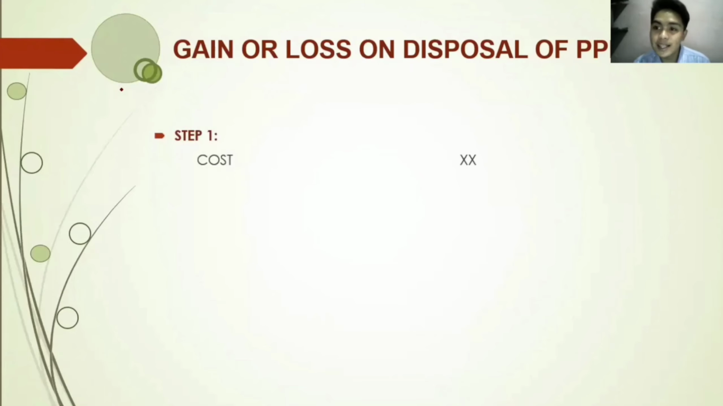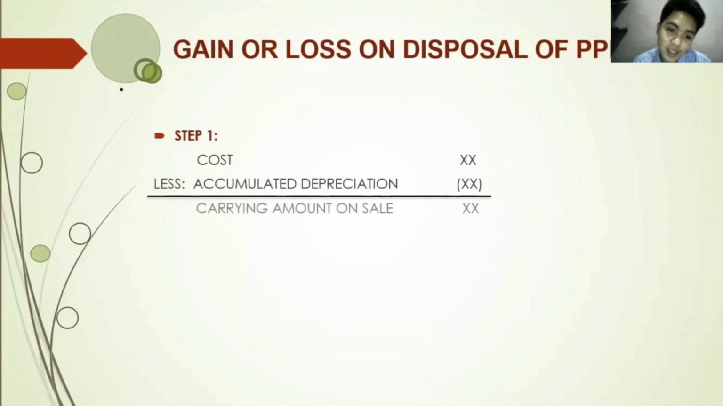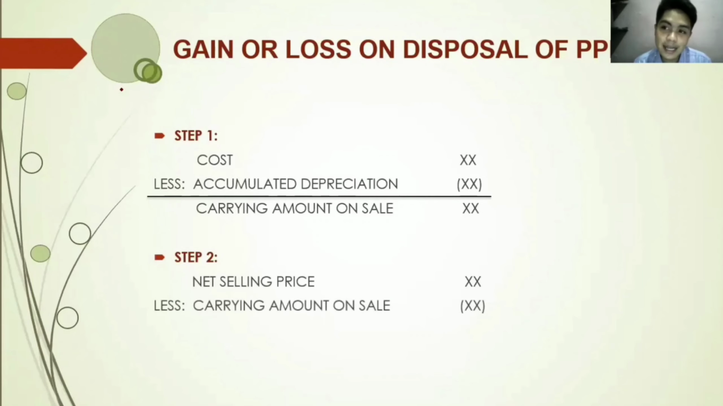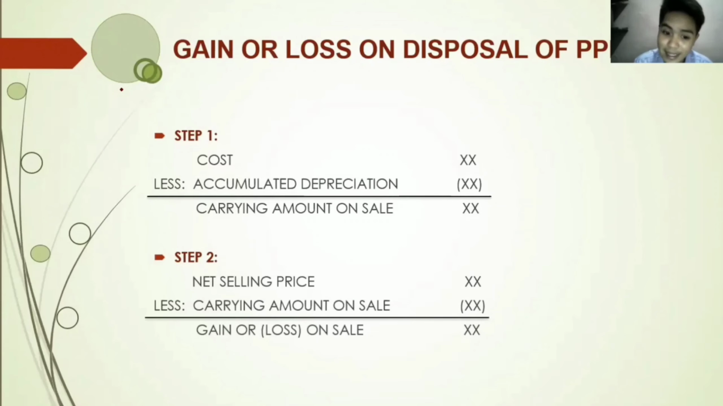Cost o kung magkano natin siya binili, yung PPE, then less lang natin yung accumulated depreciation o yung pinagsama-samang depreciation. Then yun yung carrying amount on sale natin. Tapos, makukompute natin yung gain on sale. Paano? Una, yung net selling price kung magkano natin siya benenta. And then, less lang natin sa carrying amount. And then, yun na yung gain earn or loss natin.